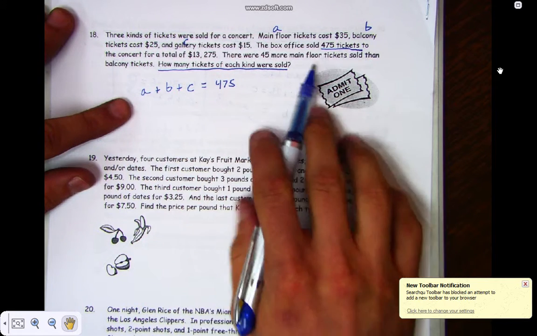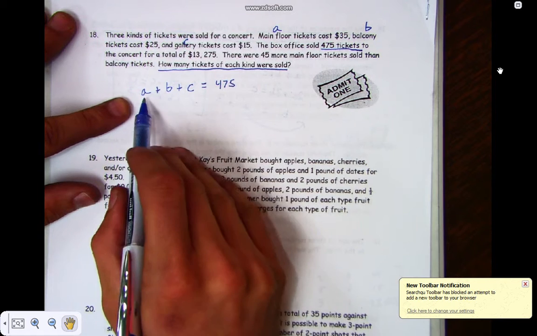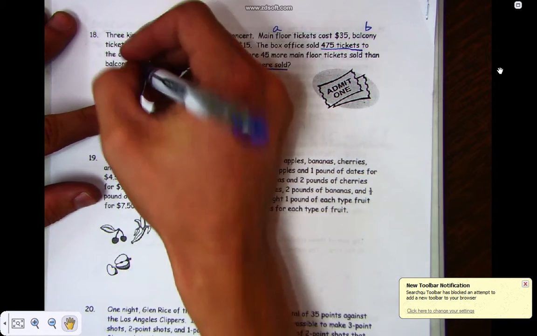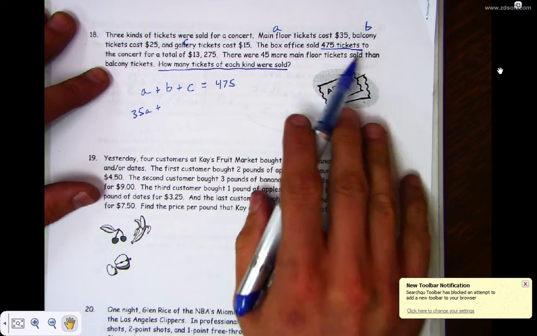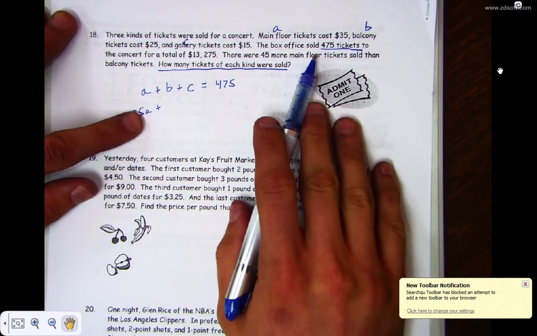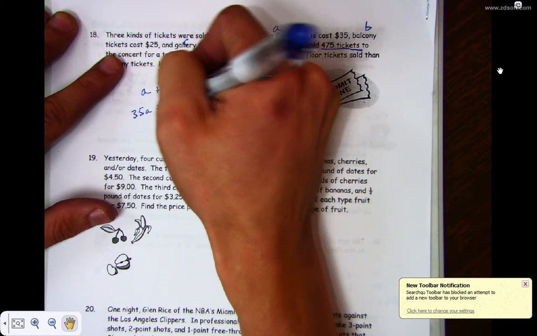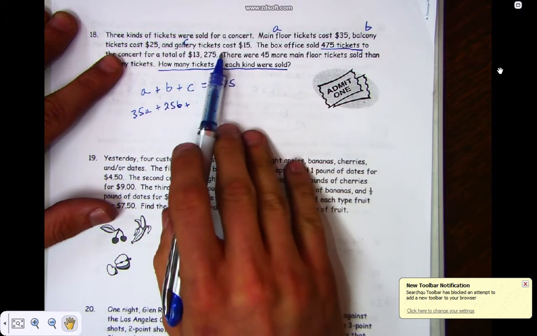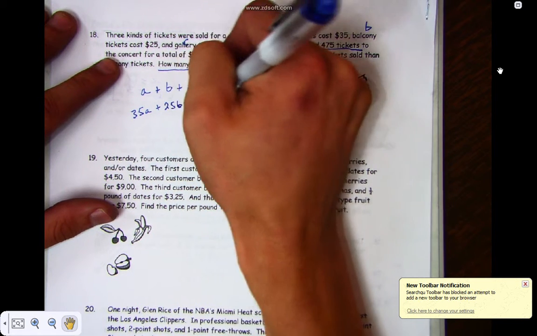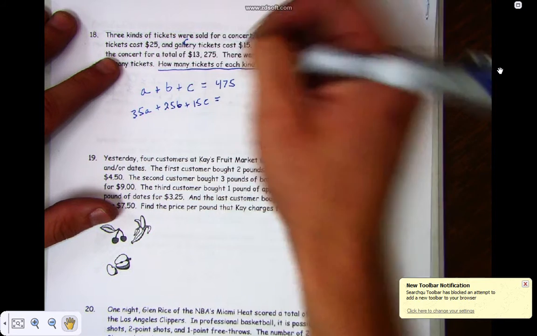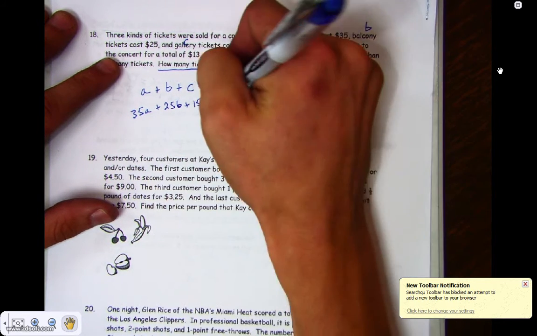Alright, now again, if a main floor ticket sold for $35, that means for every main ticket we sold, A, we need to multiply it by 35. If we're talking money now, we need to have money on here. So $35 times the amount sold, A, $25 times the amount sold, B, plus how much did a C ticket cost? $15. $15 times the amount sold in C equals the total amount of money, $13,275.